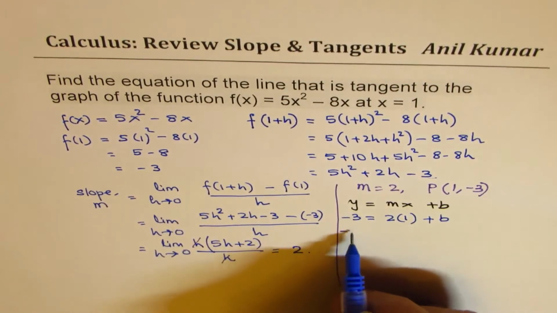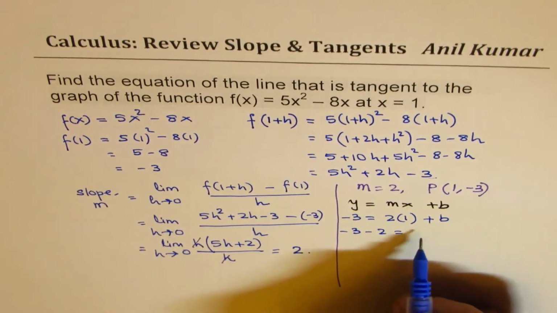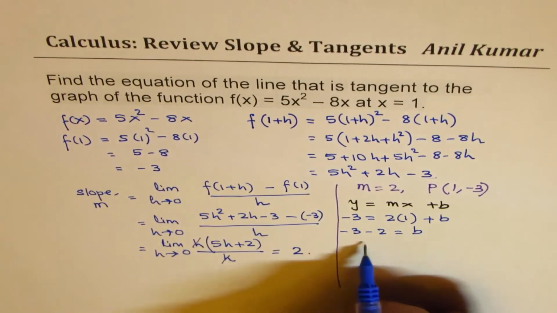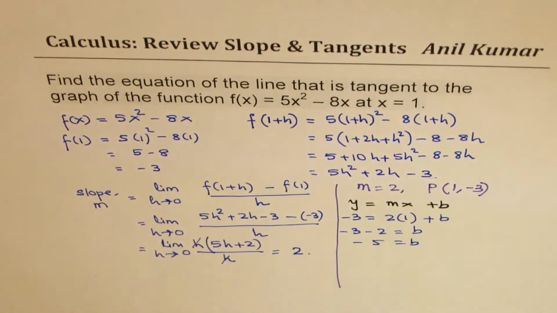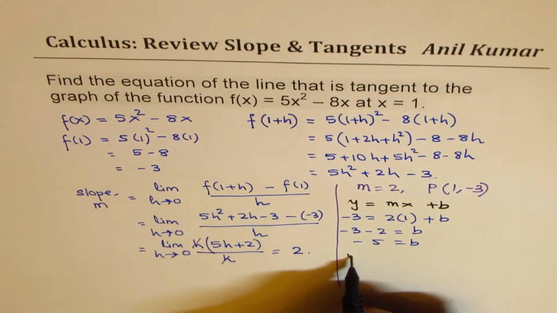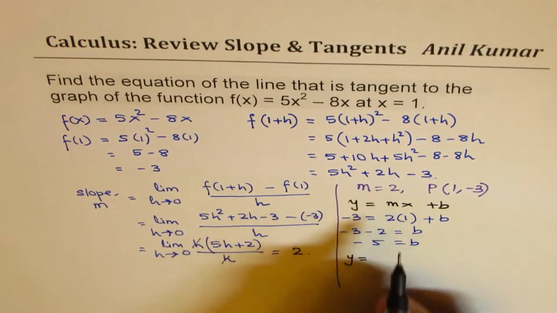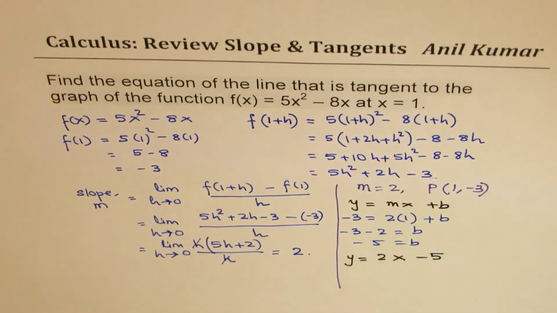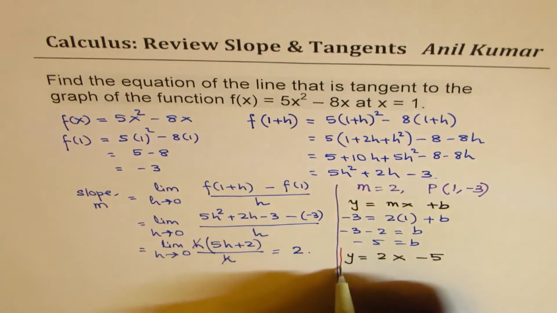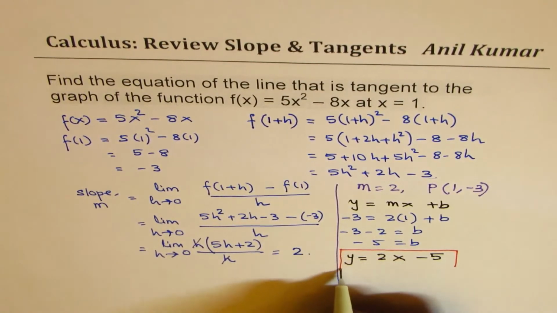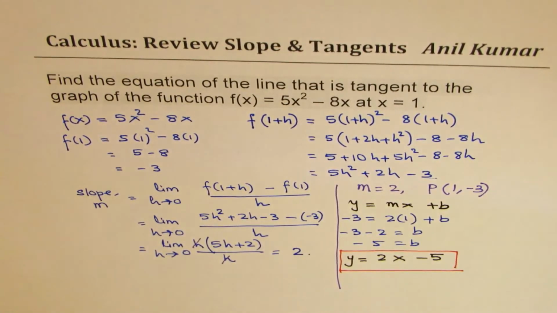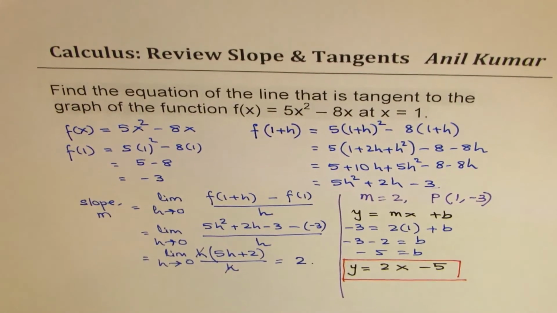Getting it to the left side, we get minus 3 minus 2 equals b, and that gives you minus 5 as the value of b. And therefore, the equation of the line is y equals slope of 2 x and y-intercept of minus 5. So that is our equation. So that's the answer. Correct? So we get the first solution, and now let's move on to the second and third questions.